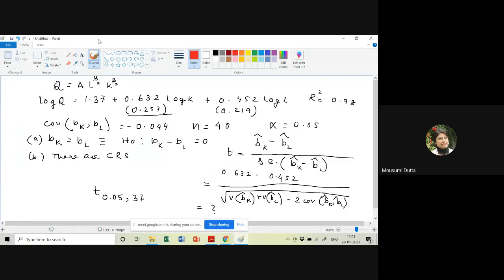So yes, Rudra is absolutely right. The CRS means the sum of the coefficients beta 2 plus beta 3. If you look at the Cobb-Douglas production function, CRS means beta 2 plus beta 3 is equal to 1. So to test CRS, our hypothesis will be BK plus BL is equal to 1.